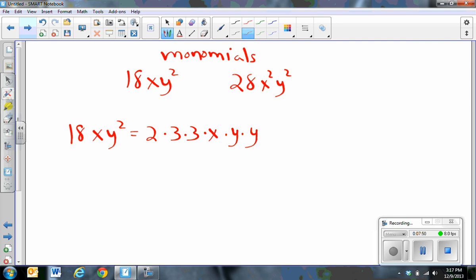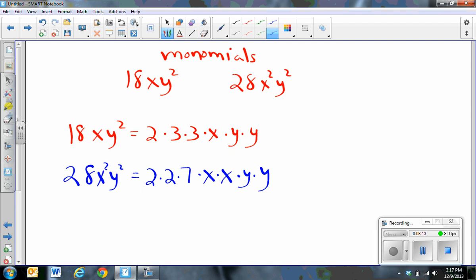Okay, now we're going to look at 28x squared y squared and do the same thing. Let's see if we can do it in our heads. I know 28 is 7 times 4. 4 is 2 times 2, so I've got 2 times 2 times 7. Is that right? I think so. Times x times y times y.